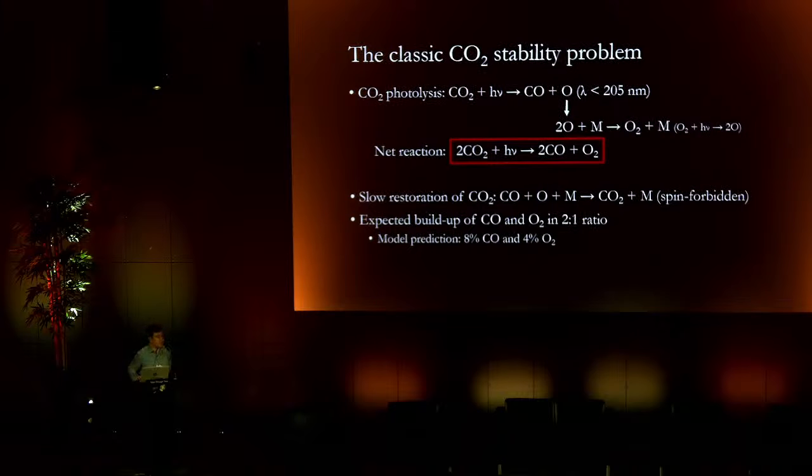The previous one-dimensional model predicted that under this scenario, when we have no other tracer, no other elements in the system, we would expect 8% of the atmosphere to be made of CO and 4% to be made of oxygen. However, this is really different from what has been observed. The observations tell us that there's less than 1 per mil of CO in the atmosphere, and about 1 per mil oxygen. So this poses the CO2 stability problem, the first classic problem in Mars photochemistry in the 1970s.